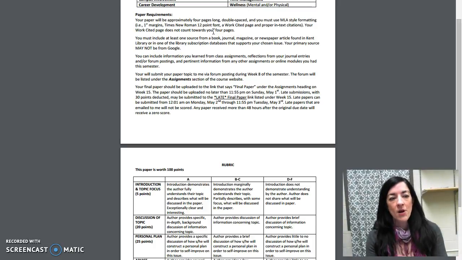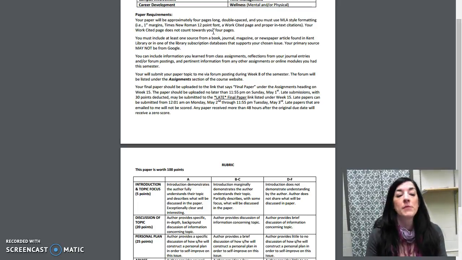So if all of that just sounded like Greek to you, it's okay. We're going to be talking about it more. In fact, some of that here early in this semester. Your works cited page does not count towards your 4 pages. So in terms of the research requirements, you're only required to have one source, one academic source.